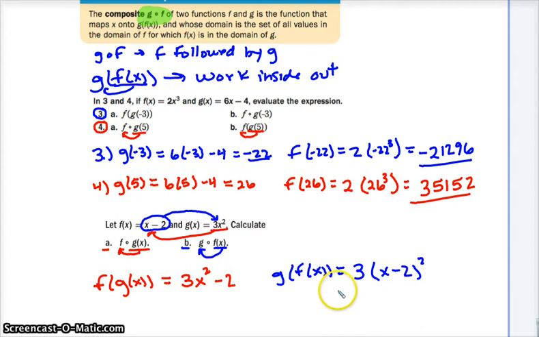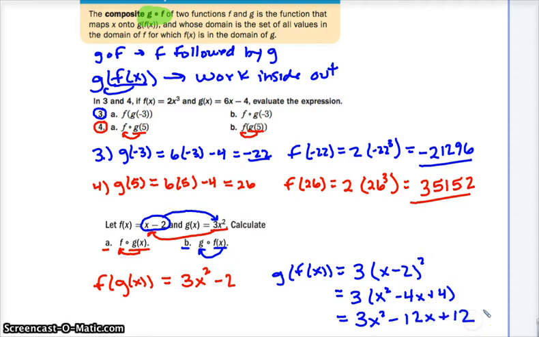Unfortunately, I'm not quite finished yet because I need to square this binomial, so I need to FOIL. 3 times (x squared minus 4x plus 4), and then I'll distribute the 3. So 3x squared minus 12x plus 12. And that's my final answer.